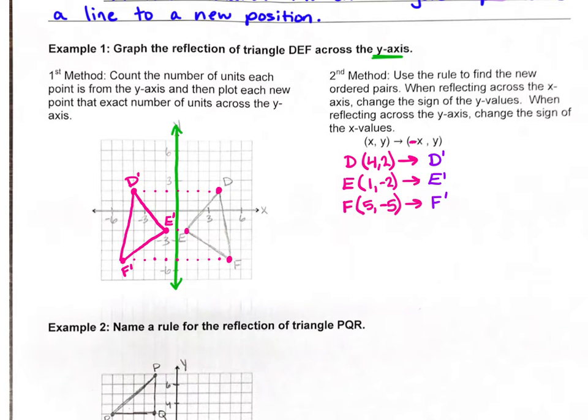So I'm going to just change the signs. For D prime, I had 4, 2. Now I have negative 4, 2. For E prime, I had 1, negative 2. Now I have negative 1, negative 2. For F prime, I had 5, negative 5. Now I have negative 5, negative 5. And I'm going to see if they matched what we did on graphing. For D prime, we got negative 4, positive 2. E prime was negative 1, negative 2. And F prime was negative 5, negative 5. They all matched up. So we've got the coordinates, and we have finished this problem.